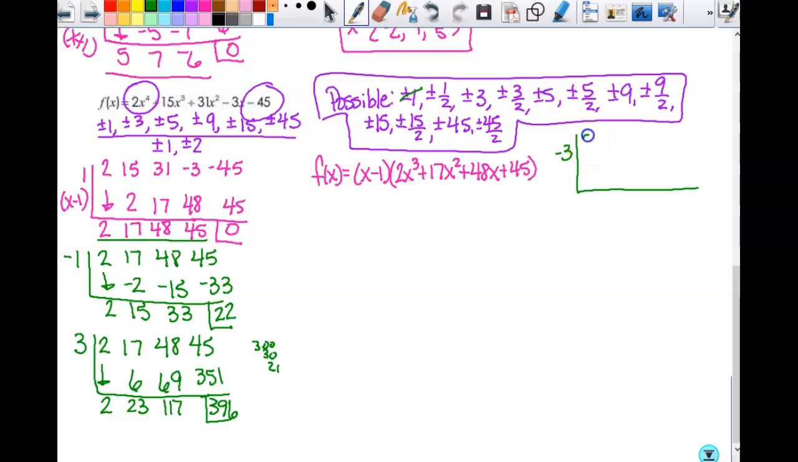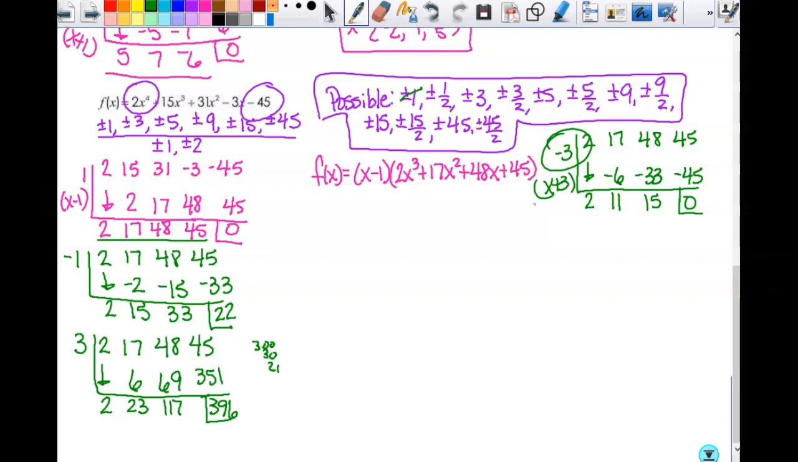Still using those same numbers, 2, 17, 48, and 45. So bring down my 2. This is a negative 6. This is 11, negative 33, and then that's going to be 15. Then this is going to be negative 45 and 0. Well, that's exciting. This works, so this is x plus 3.